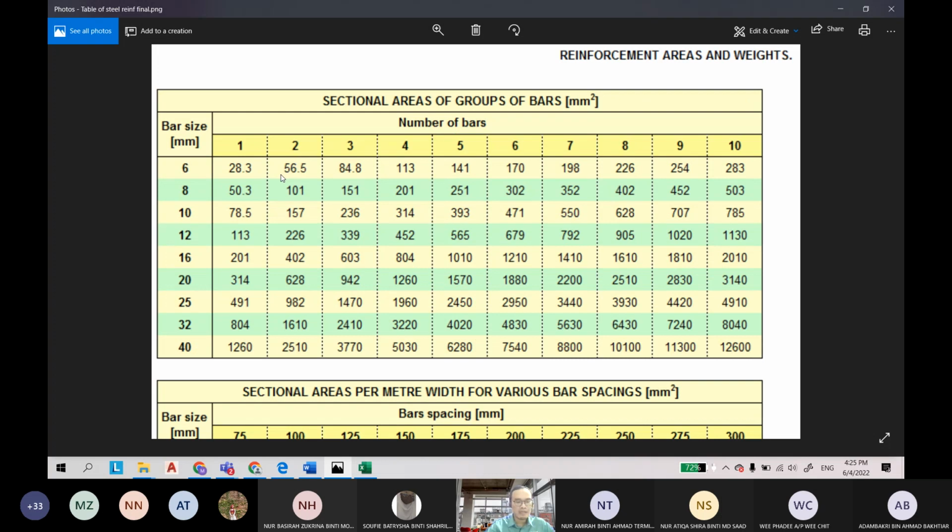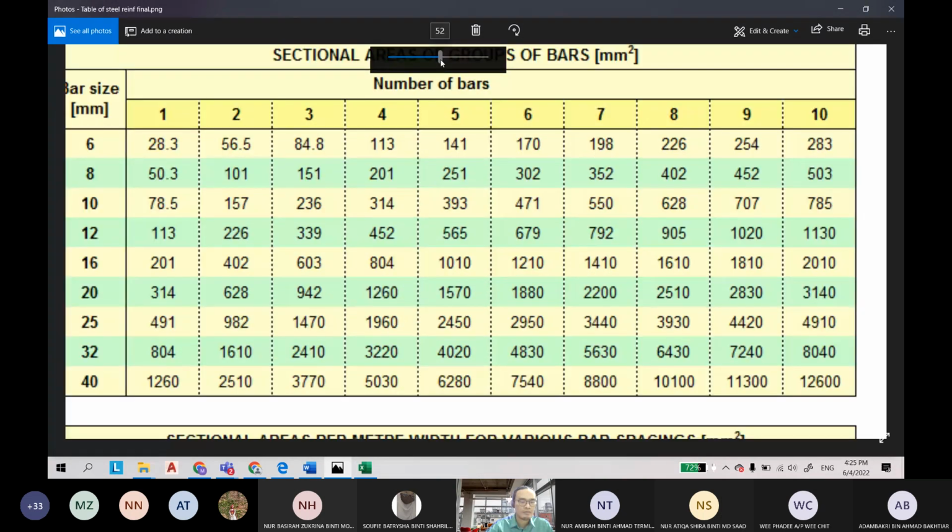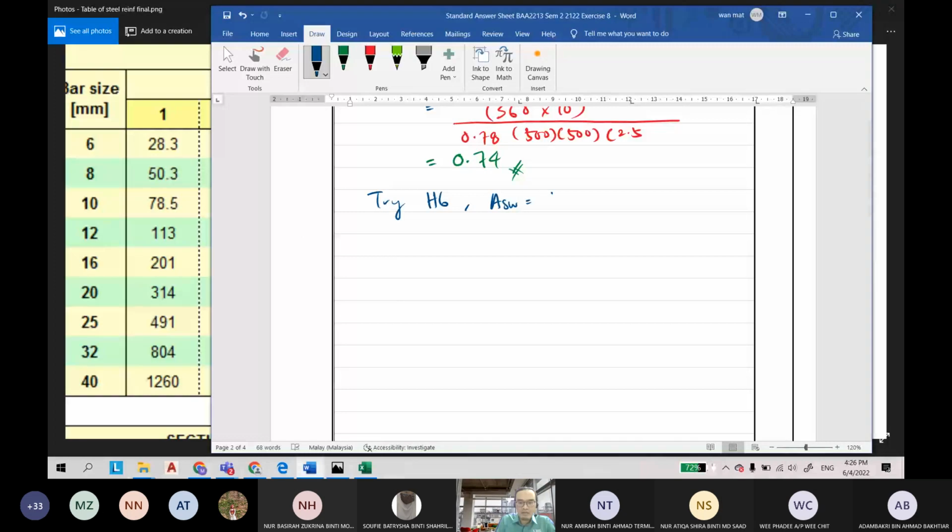The value of ASW is the area of steel for shear. ASW is equal to 56.5. We select the value of 2. Please be careful for this one. We select the 2, so the ASW is 56.5. Write down here 56.5 mm square.